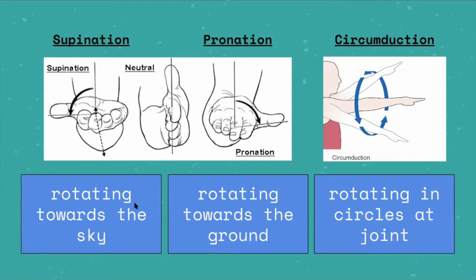Okay, and then circumduction. So circum, what does that remind you of? What word? It has to do with circles. So circumference. Yeah, circumference, when you're taking the circumference of a circle. So basically, circumduction in medicine means rotating in circles at a joint. So kind of like, you know that one exercise where they make you rotate your arms in big circles and tiny circles? That movement would be called circumduction.